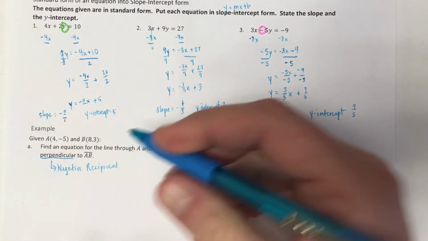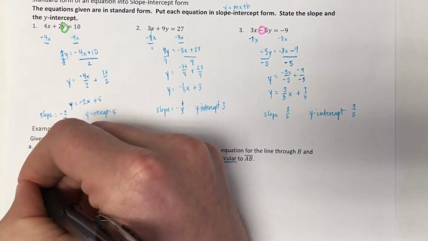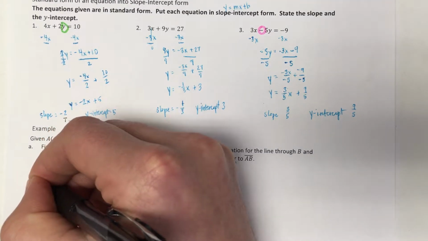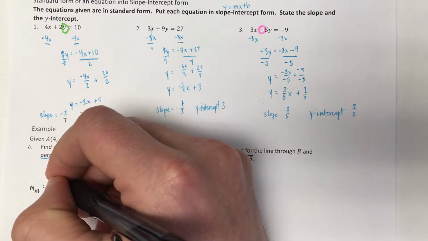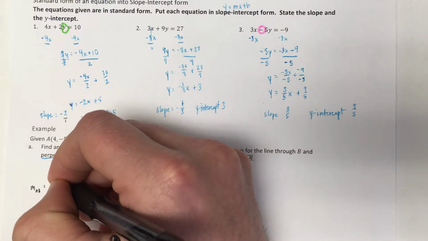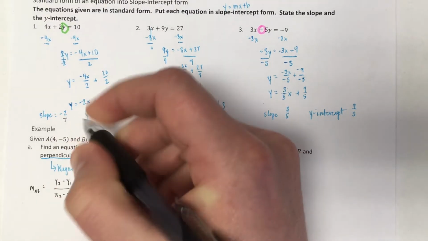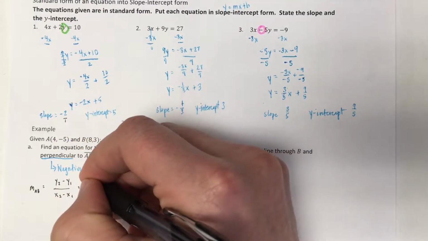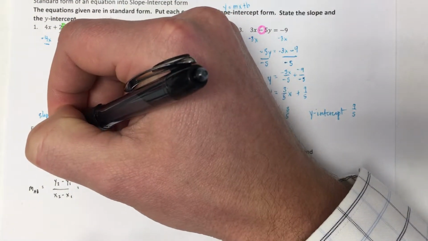And so what this indicates to me is the first thing I really need to do is figure out the slope of AB. So just put AB so I remember what I'm working with. And a reminder of the equation, it's y2 minus y1 over x2 minus x1. So 3 minus a -5. I want to make sure you understand that part.